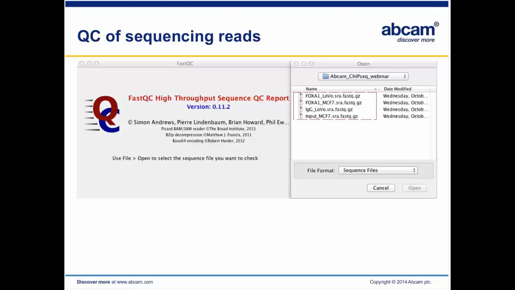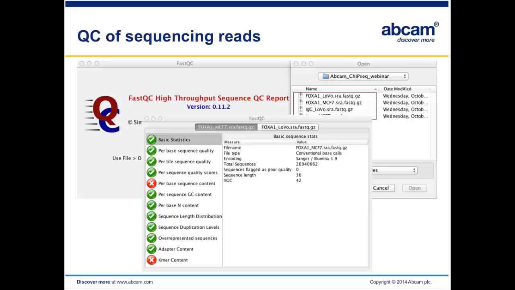Here, we have 4 files, 2 for FOXA1 MCF7 dataset, and the other 2 for FOXA1 Novo dataset. For each dataset, we got a FOXA1 ChIP sample and a control sample. In the MCF7 dataset, the control sample is the input control, while in the Novo dataset, the control is the IgG control. Once you load the files by FastQC, you should see something like this in the middle of the slide.